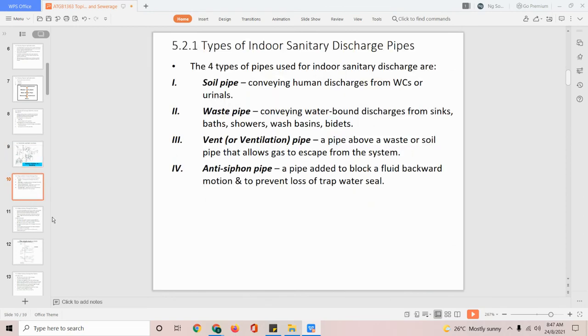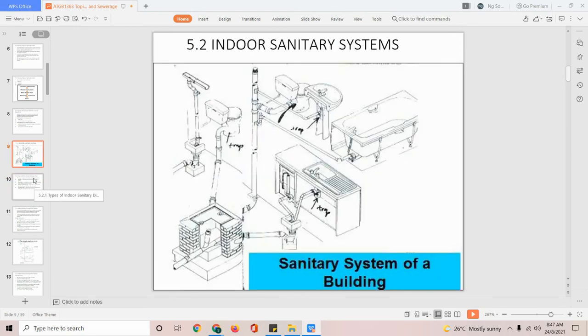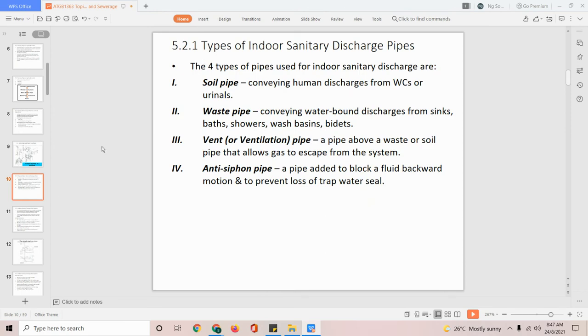Okay, next one we have the sanitary system. In a few slides later we have different appliances, but first off we have pipes here.